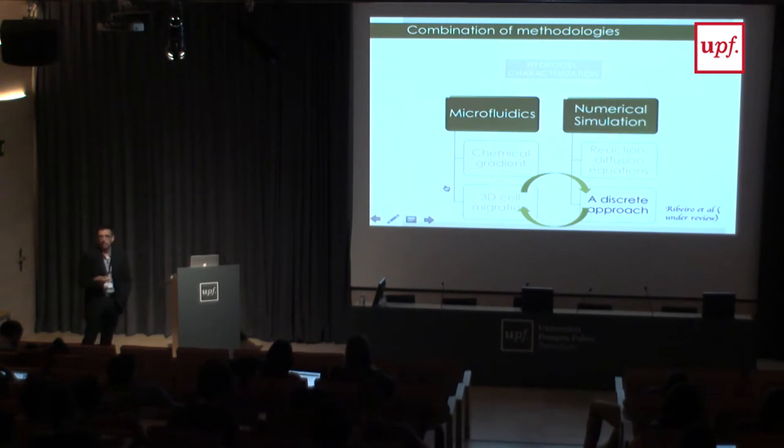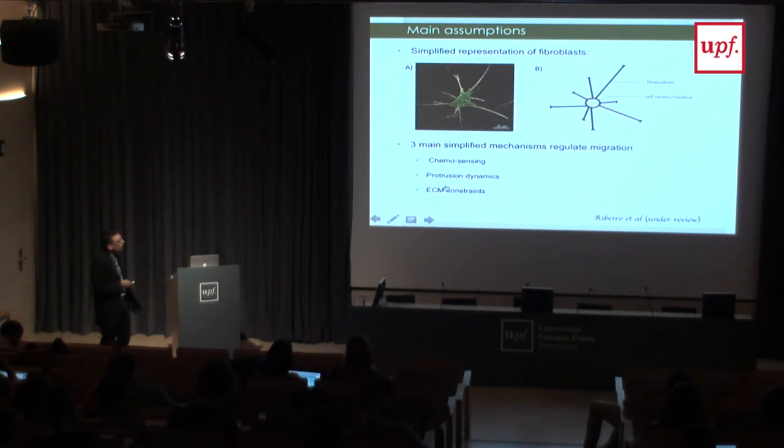So, the next step, after we developed this experimental result, is that we create a numerical approach, a discrete approach, where our first model is very simple. Our first idea is that a cell is a nucleus, and later we have a number of protrusions that define the phenomena or try to describe the geometry of the cell. And we are going to incorporate three main mechanisms. We assume that chemical factor is regulating chemosensing, so we are going to try to simulate how the cell is sensing chemical factor. Later we have protrusion dynamics, how the cell creates protrusions and retracts protrusions, and later how the extracellular matrix gives properties that constrain this protrusion.